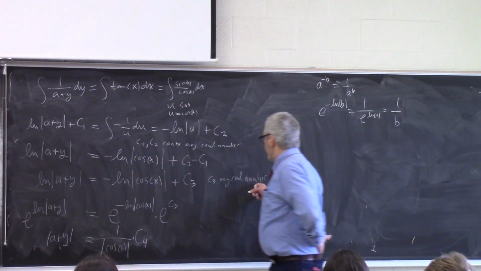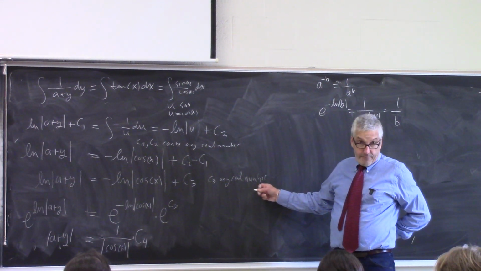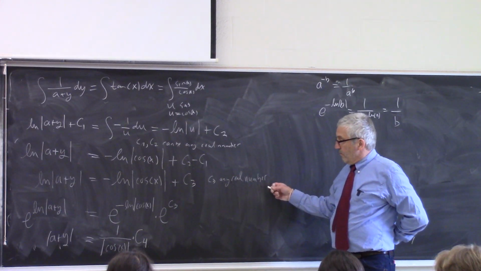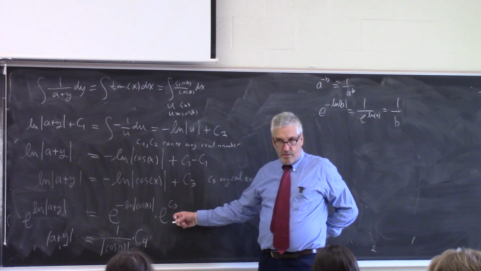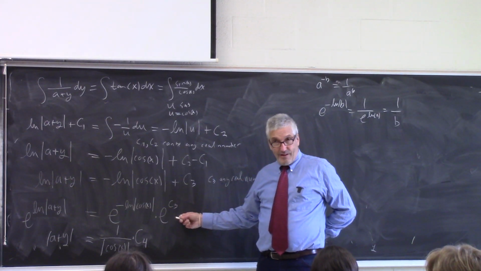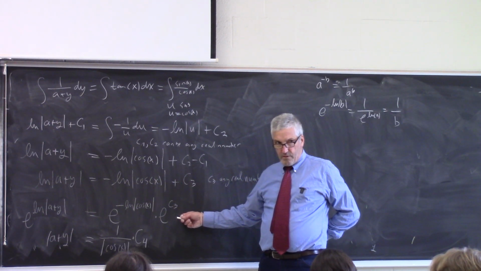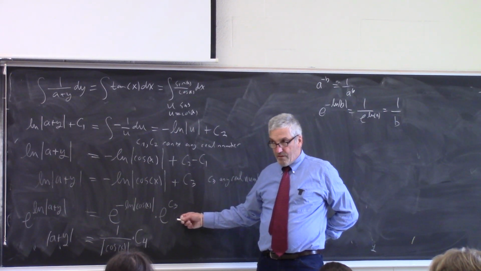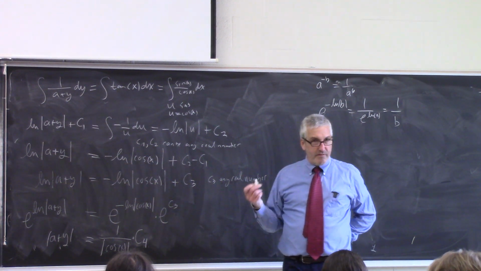So C3 can be any real number. Could be 1 billion, could be minus pi, could be 3.5. But what about e to the C3? What could it be? If C3 could be any real number, what could e to the C3 be? Marcy's got a hand up. Anybody else? Cassidy? Not quite. Marcy? Any real positive number? Any positive number. Remember, e to any power is always positive.